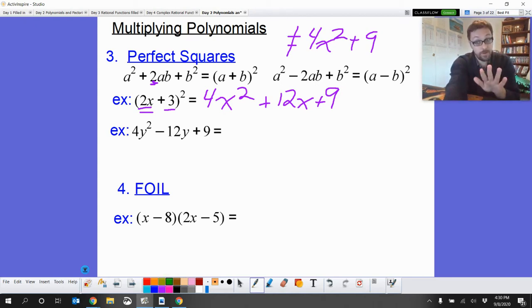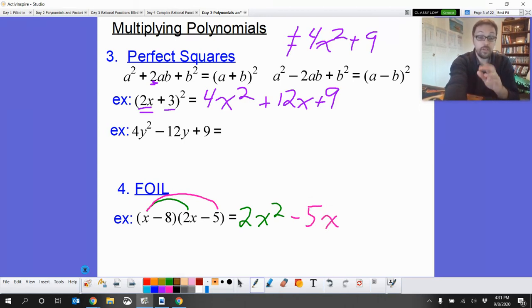Foil represents, if you don't remember, firsts, outsides, insides, and then lasts. So we want to multiply our first 2 things together. X and 2x gets us 2x squared. Then you want to multiply your outside numbers. So that's the x and the -5, so minus 5x. Then your 2 inside numbers, which is the -8 and the 2x, which gets us -16x. And finally, your last numbers, -8 and -5, which is 40, positive 40.